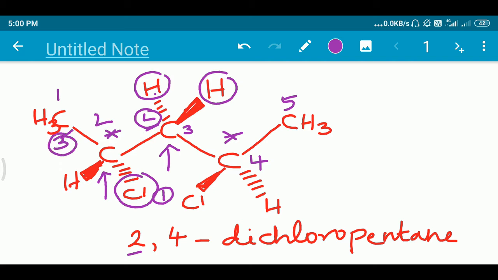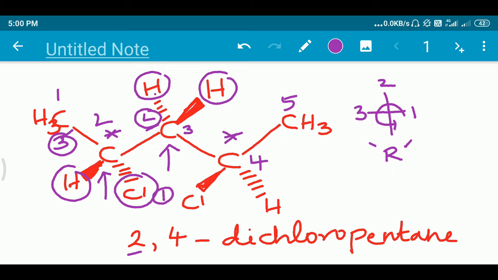Therefore we move in an anti-clockwise direction. So we are actually moving in a 1, 2, 3 anti-clockwise direction. But remember, the hydrogen is pointed towards us. Okay, therefore we have to take the opposite configuration. So when you move in an anti-clockwise direction, it is actually S. But since hydrogen is pointing towards us, we take this configuration as R.